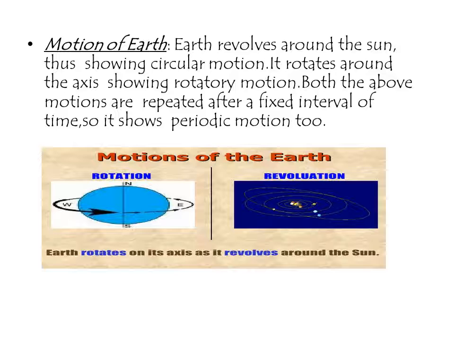Now we will talk about other examples like the motion of the earth. Many of you can get confused whether this is circular motion or periodic motion, or rotatory motion. Okay, so the earth revolves around the sun, thus showing circular motion. It rotates around its axis, so that is rotatory motion. Both of the above motions are repeated after a fixed interval of time, as I taught. That means in rotation it takes 24 hours and in revolution it takes 365 1/4 days. So it shows periodic motion. So the motion of the earth shows circular, rotatory as well as periodic motion.